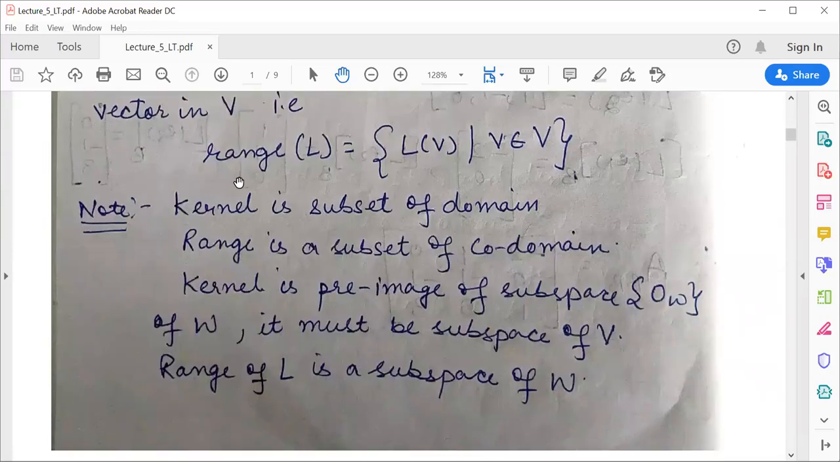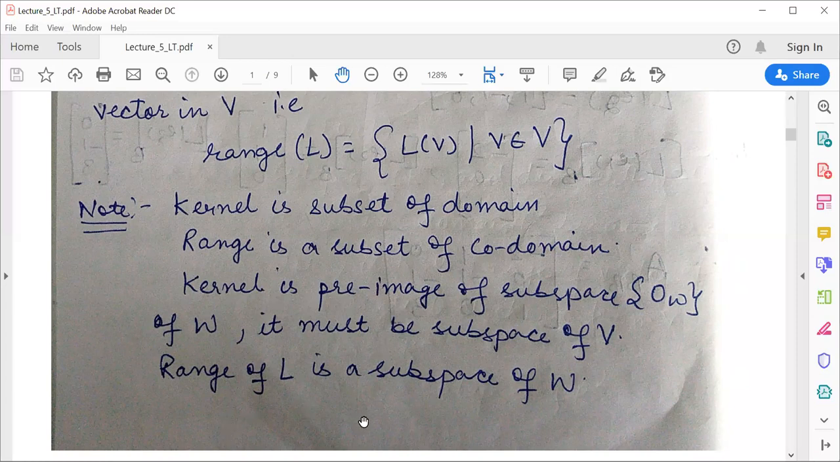So a small note: the kernel is a subset of the domain, because it consists of all those v's which are mapping toward the zero vector in W. The range is a subset of your codomain; these are the images of all the vectors in V. And the kernel is the pre-image of the subspace 0_W, because it consists of all the vectors in V which are mapping towards 0_W. 0_W is the zero vector in the W vector space.